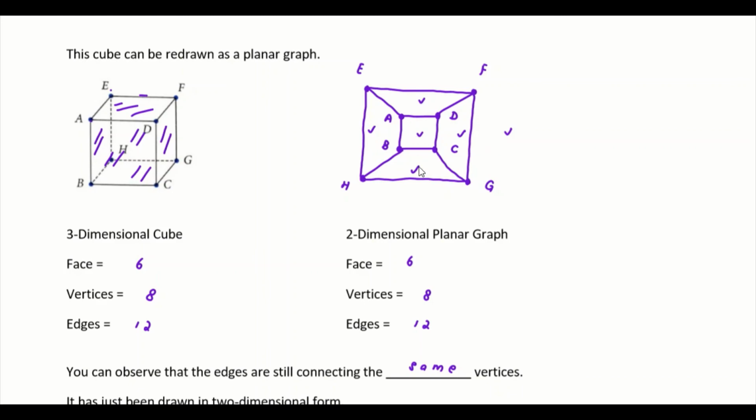So 1, 2, 3, 4, 5, 6. So face is 6. So vertex you have 8. Oh, sorry, not 8. Is it 8? Oh, yeah. So edges, you have 12. So that's why V plus F minus E. So 8 plus 6 minus 12. So it gives you 2. Okay. So which means that proves that this is a connected planar graph.